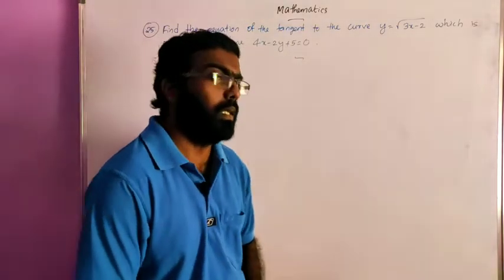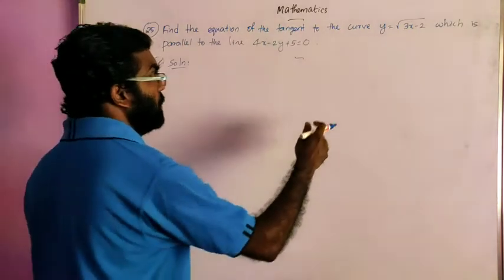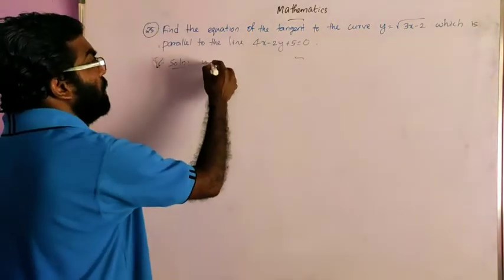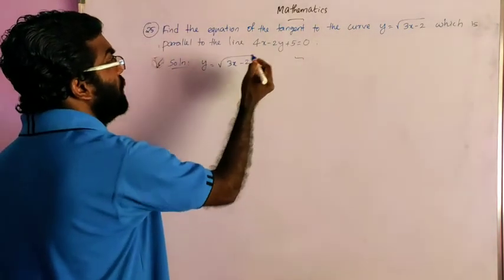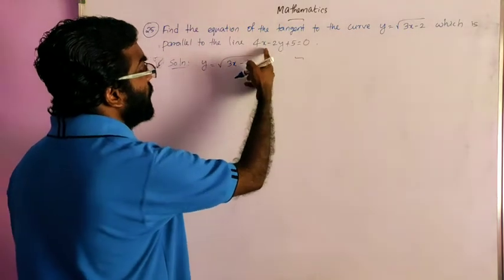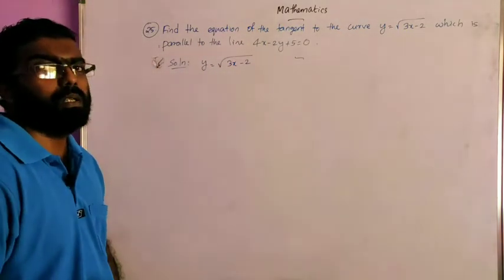Now we move on to the next question. Find the equation of the tangent to the curve y is equal to root of 3x minus 2, which is parallel to the line 4x minus 2y plus 5 is equal to 0.